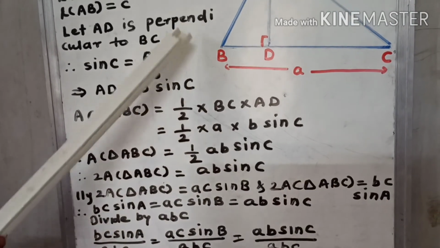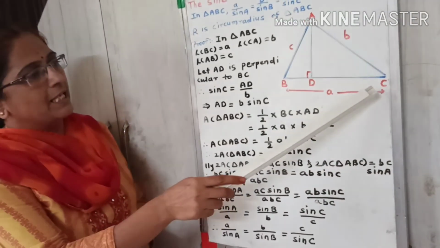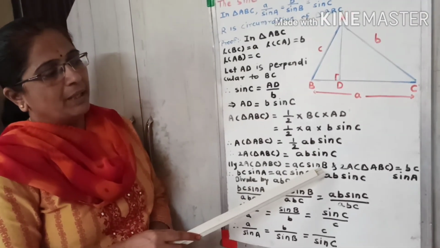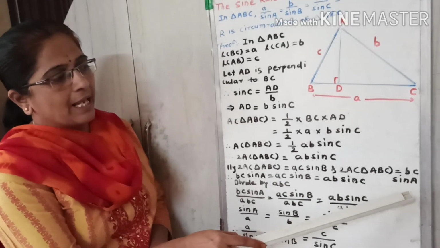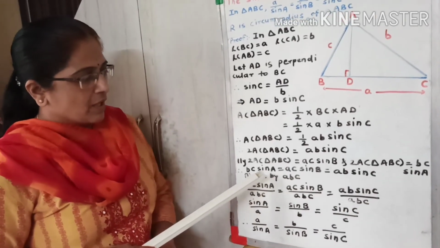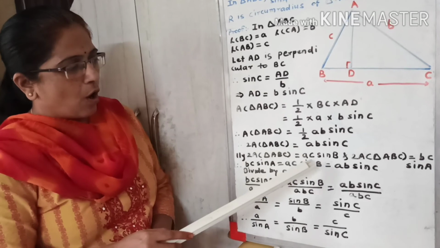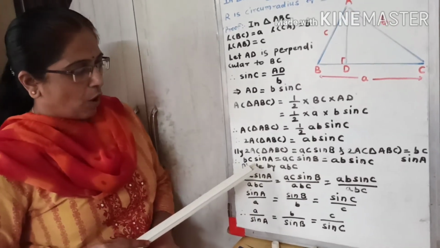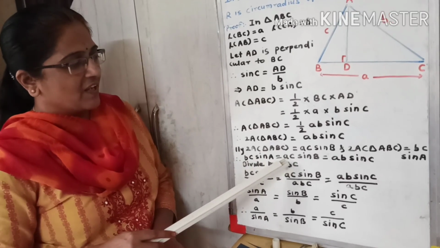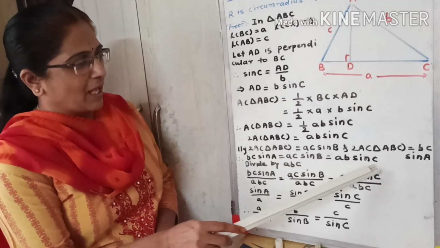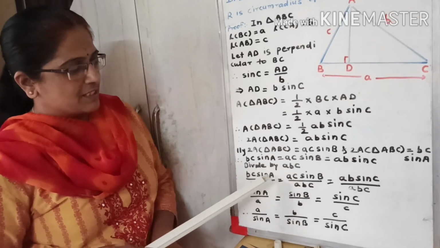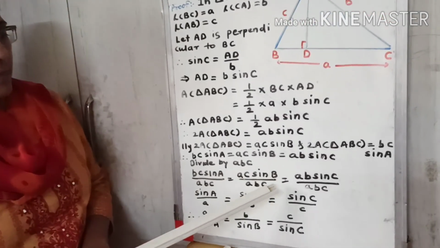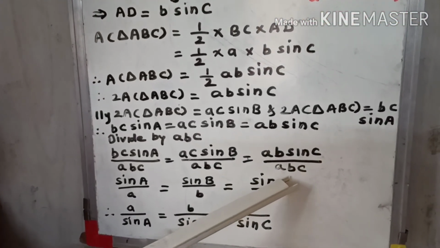Okay. So in the first part we have proved it where C is an acute angle. Second, in this part we can prove it where B is an acute angle. Then where capital A is an acute angle. Okay. So these are all values of the area of the triangle. Therefore all are equal: bc sine A is equal to ac sine B, which is equal to ab sine C. Divide by abc: bc sine A upon abc, ac sine B upon abc, which is equal to ab sine C upon abc.